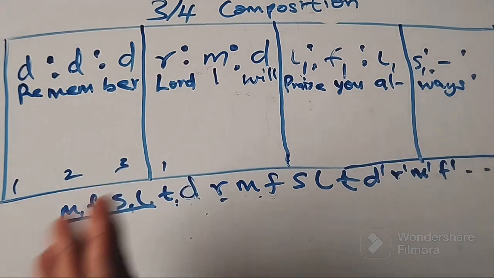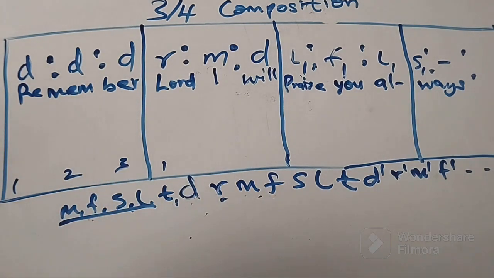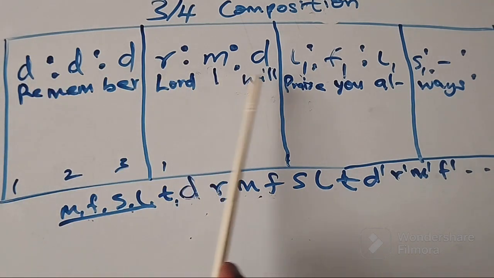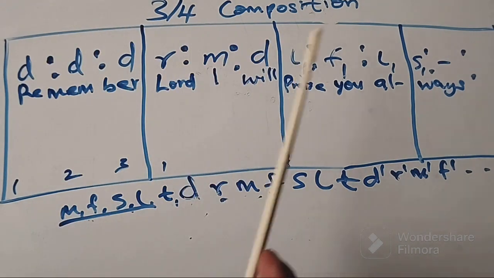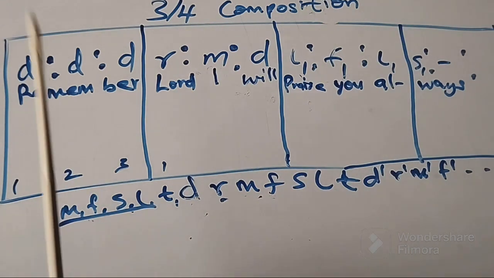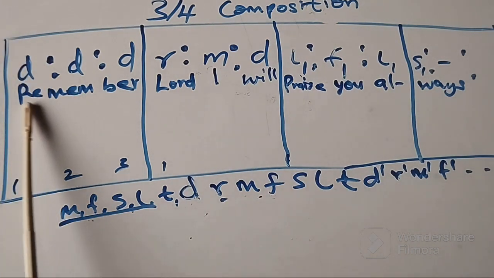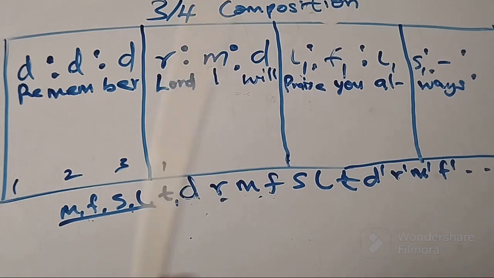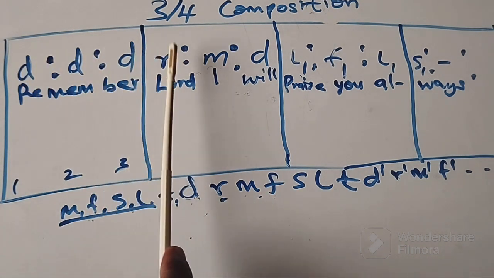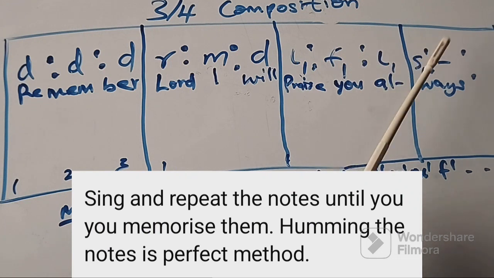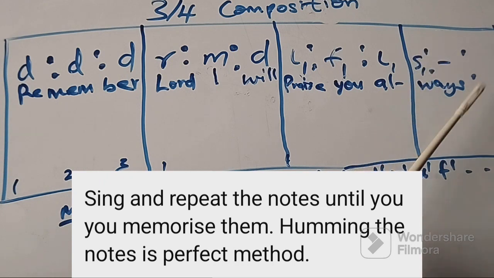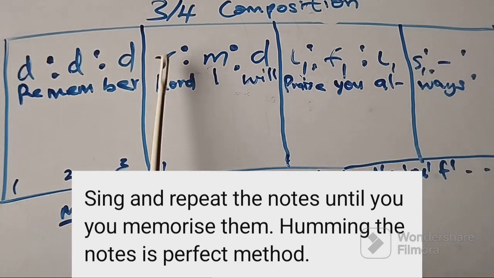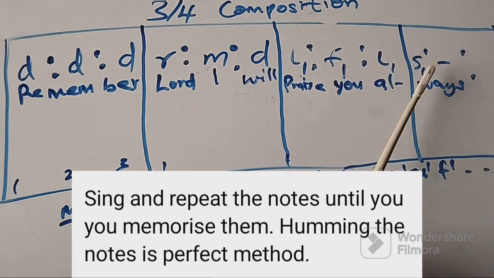Remember, I don't have any prepared words I want to put in. Let's use this as an example: Remember, Lord, I will always praise you. Do re mi do la fa la sol. You sing it many times so that you capture the tone. That tone, you use it and sing this. Do re mi do la fa la sol.